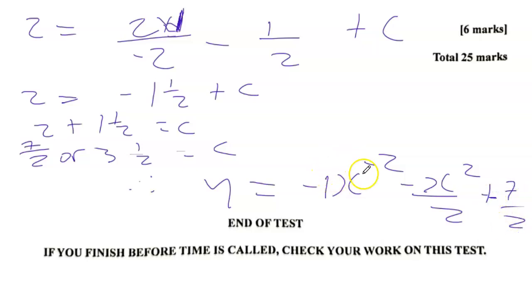That's our solution. One thing you could do is rewrite x to the power minus 2 by putting it in the denominator. The sign of the power will change. So that's another way to write your solution: negative 1 over x squared minus x squared over 2 plus 7 over 2. End of test.